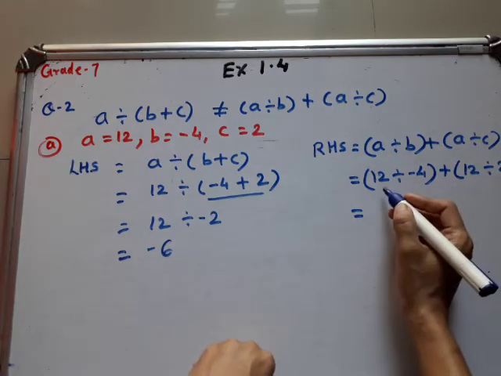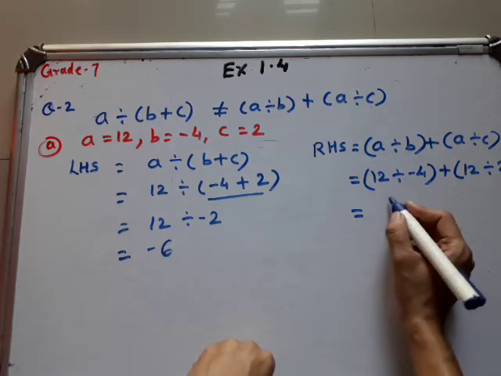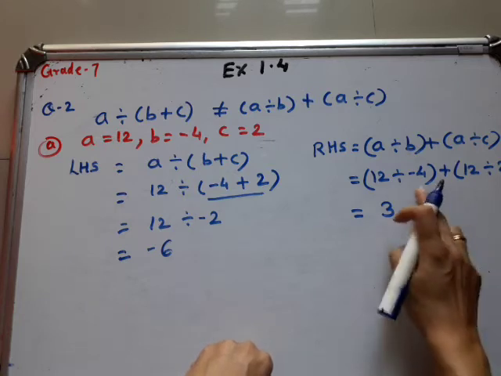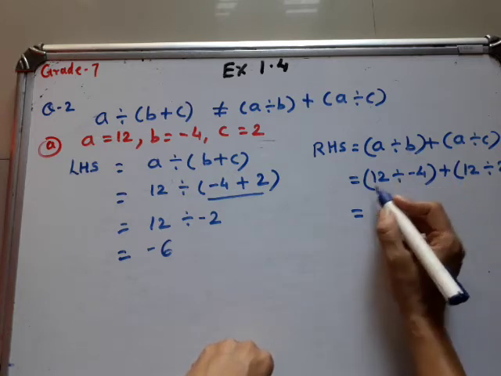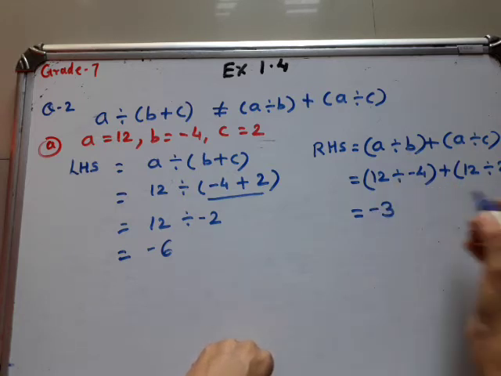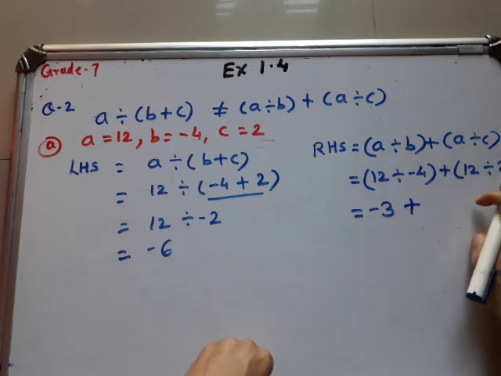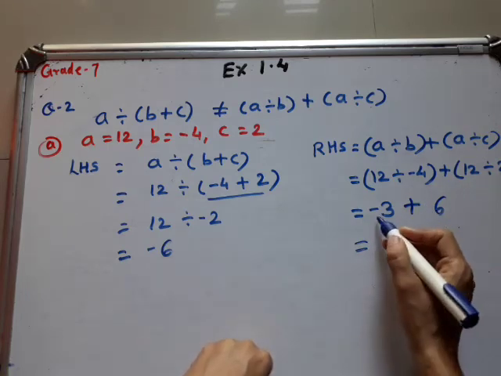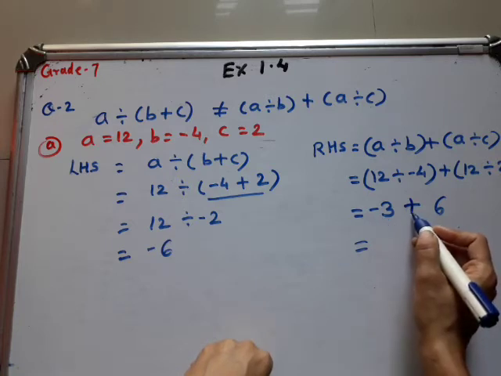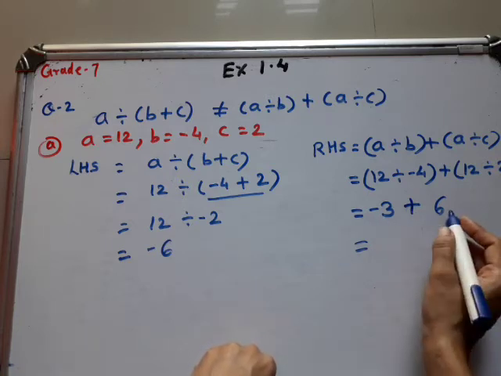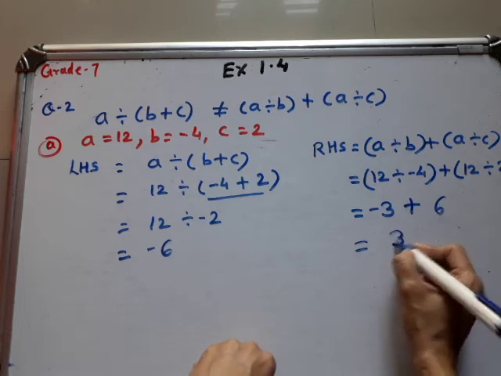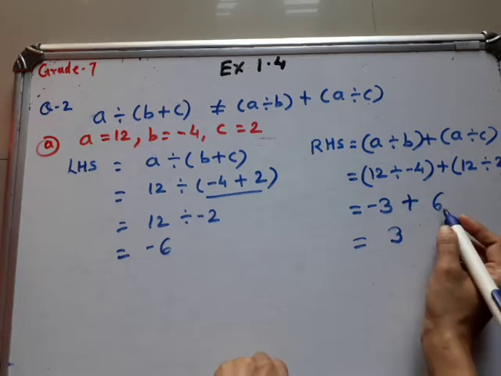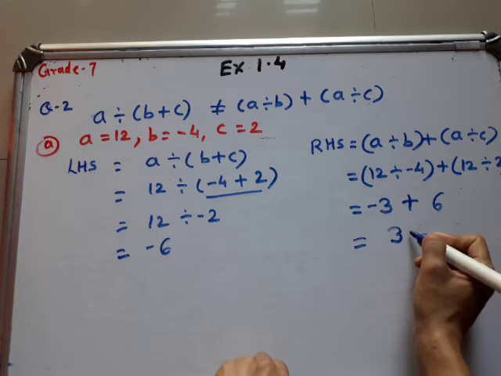What is your answer? 4 threes are 12, and this is a minus sign, here positive, so we get minus 3 plus, then 2 sixes are 12, so here we get 6. Now see here, one is a minus sign, one is plus, so again we do the subtraction. 6 minus 3 we get 3, and which is the greater number here? 6 is the greater number, so we get the answer 3.